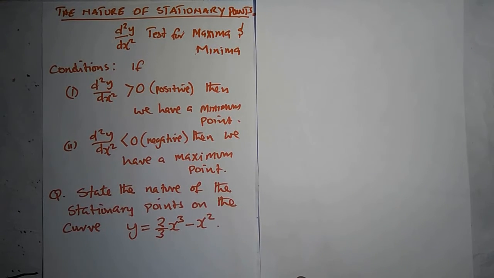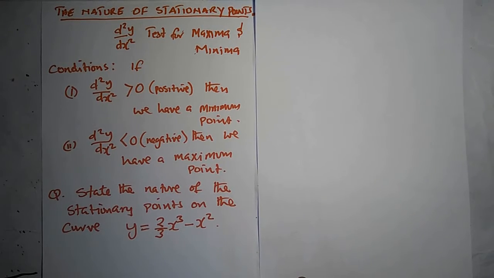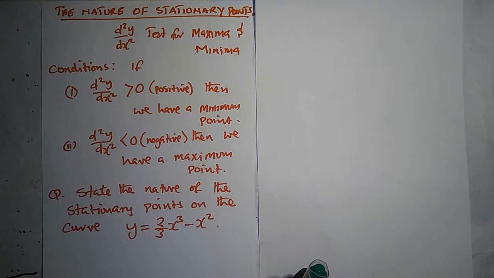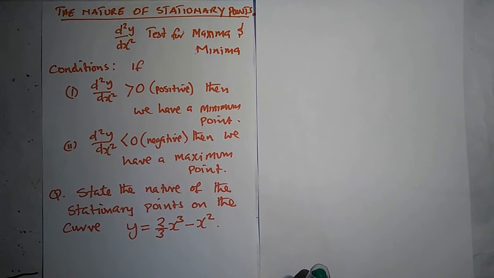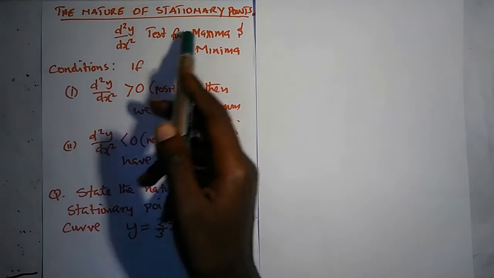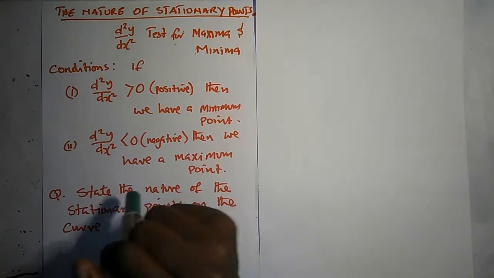In this lesson, we are going to look at the nature of stationary points. When you have stationary points on a curve, the stationary point can either be a maximum or a minimum. In this lesson, we want to show the test that you can use to check whether you have a minimum point or a maximum point. This test is known as the d2y dx2 test for maxima and minima.